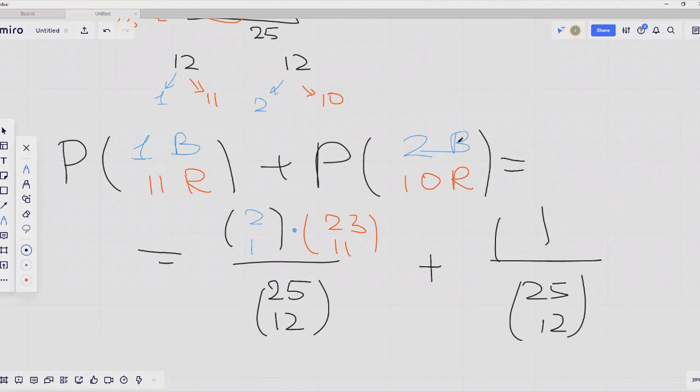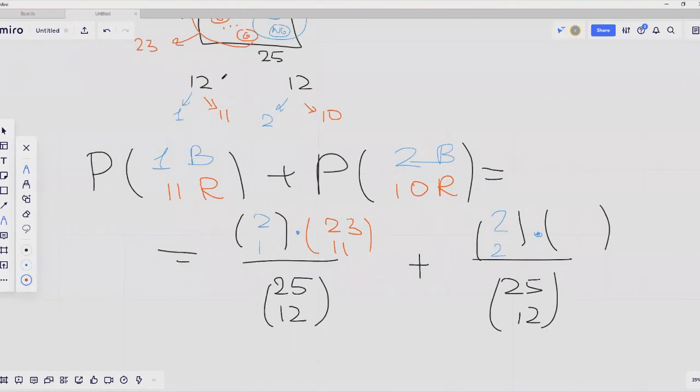Now we'll choose two blue chips. There are two blue chips in the urn. Out of those, we choose two, multiplied by there are 23 red chips. Out of those, we choose 10. So 23 choose 10. This concludes our video on hypergeometric distribution.